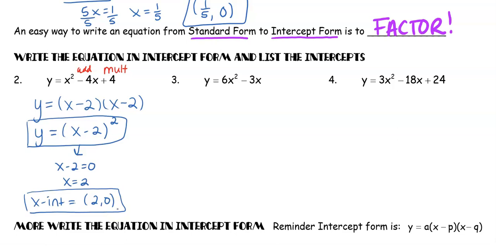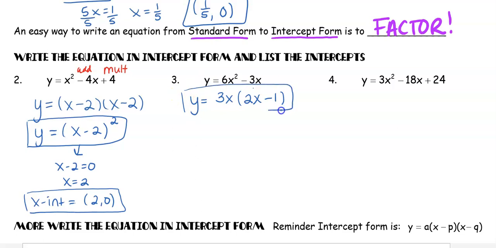And number 3, I only have 2 terms. And this is the one that throws people off a little bit because it's not the difference of 2 squares, because you forget about the first step of factoring. And the first step of factoring is GCF. I look at those 2 pieces, and I can pull out a 3x. 6x divided by 3x is 2x, 1 left. 3x divided by 3x took out that x. So there's my equation in intercept form.